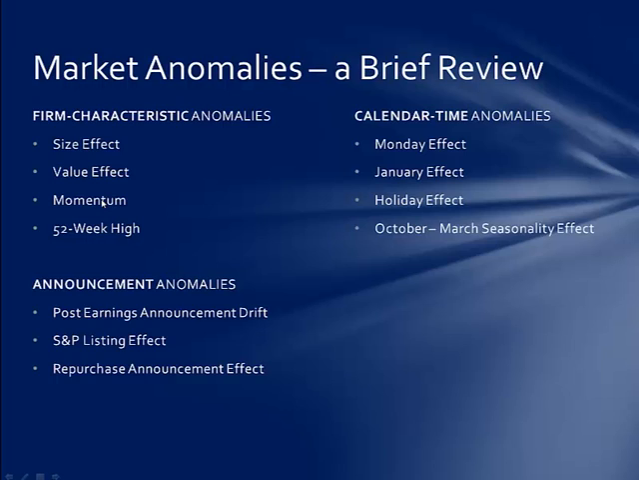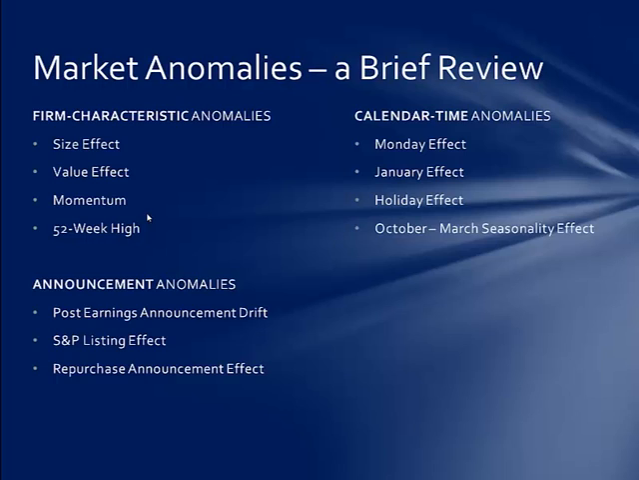Momentum, which simply suggests that stocks that have performed well recently generally continue that trend. Likewise, stocks that have struggled recently continue that trend, at least over the next few months. So the 52-week high is an interesting anomaly in which it was discovered that stocks whose prices are closest to their 52-week highs outperform stocks whose prices are farthest from their 52-week highs. So those are just a handful of firm characteristic anomalies.